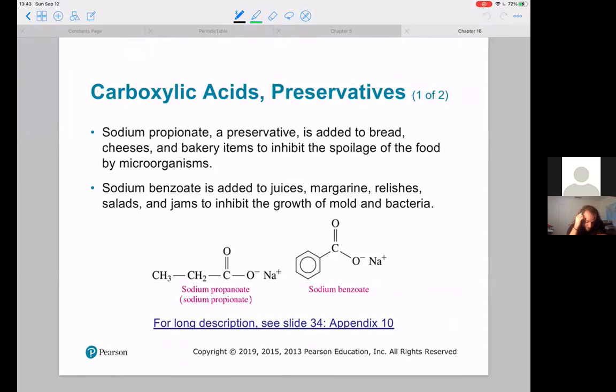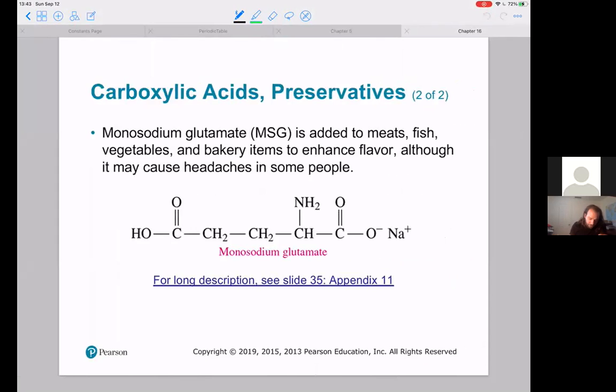Again, we see them all over the place. They're used as preservatives, meaning that they inhibit the growth of mold or bacteria. They're also used just as flavoring components themselves. One of the famous ones would be MSG, which is added to meats and fishes and vegetables and other foods, and it has a very strong umami flavor, a very savory kind of flavor associated with it. So that would be MSG, or monosodium glutamate. That's an example of a carboxylate salt.